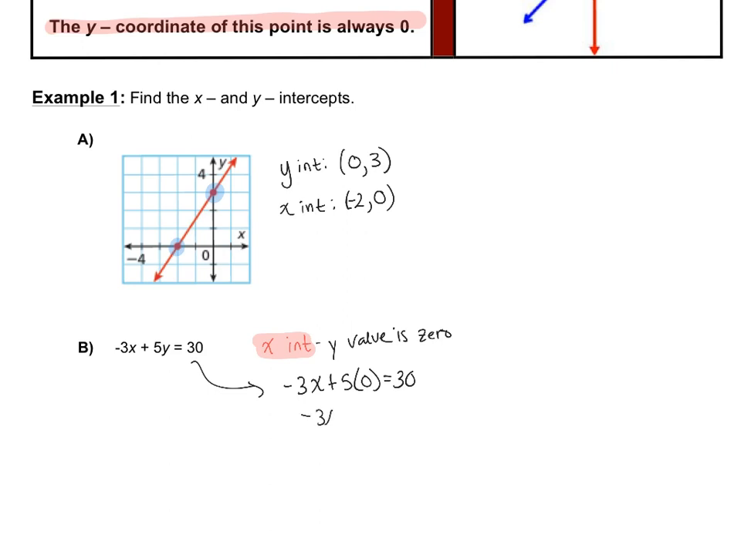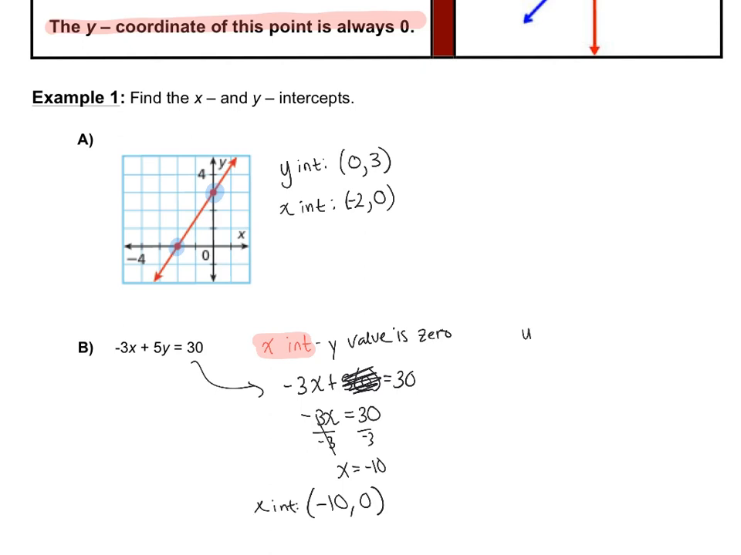And now I calculate -3x. 5 times 0 is 0, so I don't even need that. -3x equals 30. Divide both sides by -3, and x equals -10. So my x-intercept is -10, 0.